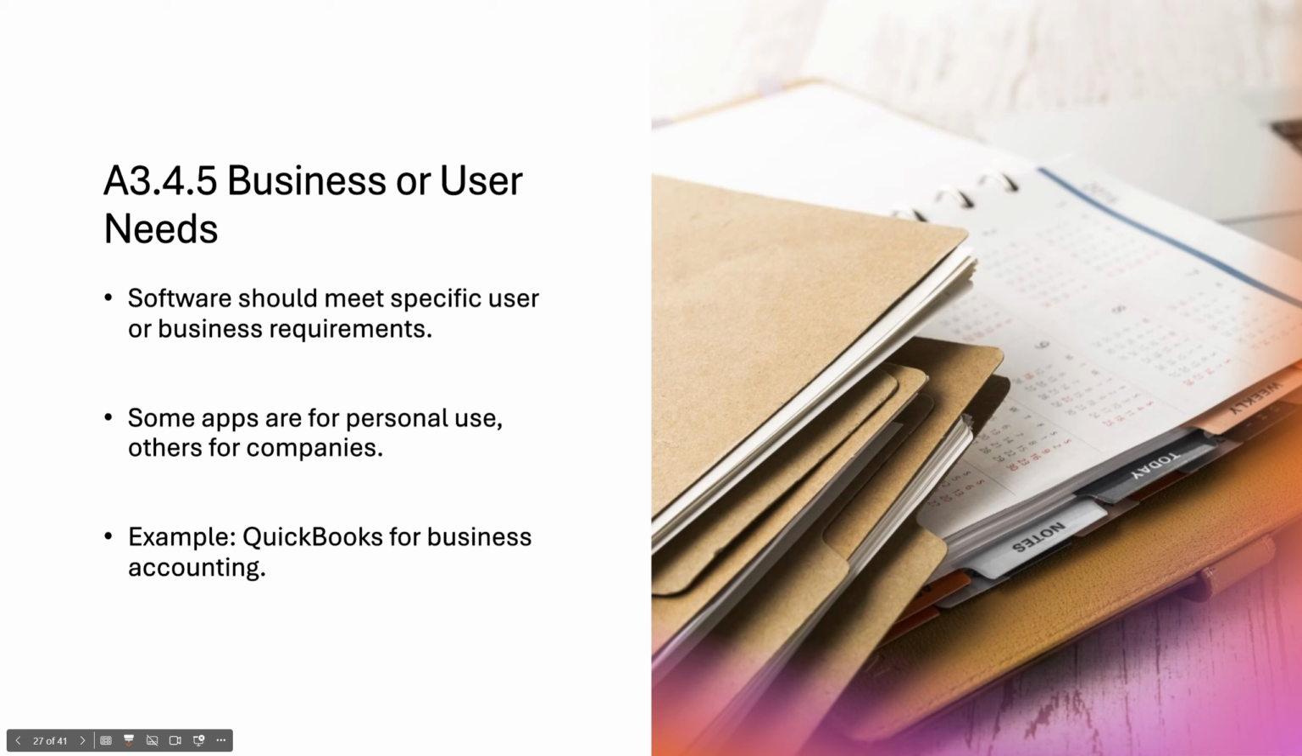Next, we have business or user needs. Software should meet specific user or business requirements. Some apps are for personal use, others are for companies. Example, QuickBooks for business accounting. Now, you might think that you found the best piece of software to do the thing that you need to do, but you might go into a company and they say, no, that's not going to work for us because A, B, C, and D. So before you choose any piece of software for a company or before you choose any piece of software for someone else, you need to decide what are the requirements, what does this person actually need the software to do, and then you can go and do your research. Nowadays it's going to be quite easy when you have AIs and Google being so good now.